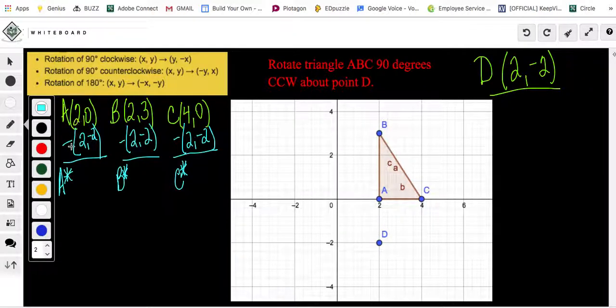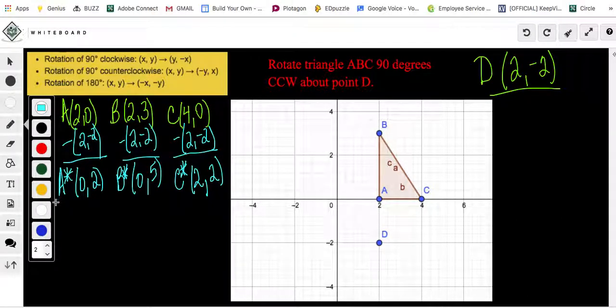So we're going to subtract. For point A, we'll have 2 minus 2. So our first point would be 0. And then 0 minus negative 2. You have to remember your positive and negatives. Minus a negative is the same as plus a positive. So 0 minus negative 2 is 2. Then for point B, we're going to say 2 minus 2 is 0. And 3 minus negative 2 is 5. Then for point C, 4 minus 2 is 2. And 0 minus negative 2 is the same as 0 plus 2. So that would be 2.